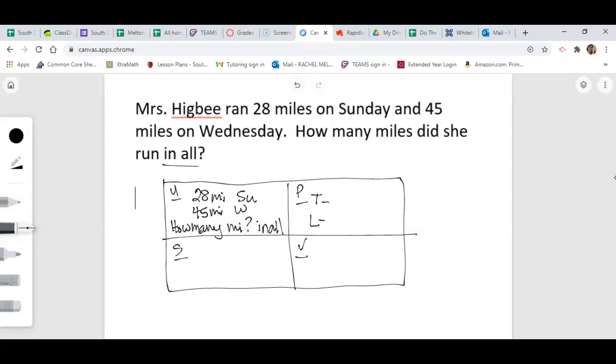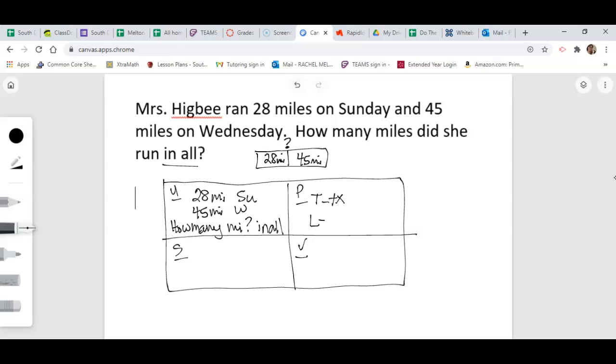So I'm thinking about my total first. Well, I know that there's 2 parts there. I know that on Sunday there was 28 miles, and I know on Wednesday there was 45 miles, but what I don't know is that total. So that means if I don't know the total, I'm going to add or multiply.